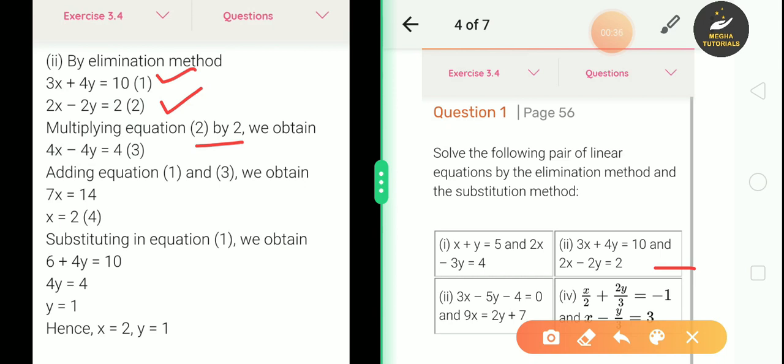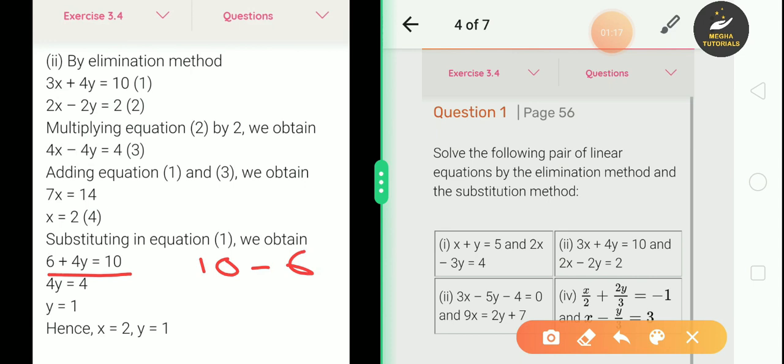Now in equations 1 and 3, the signs of 4y are different, that is plus and minus. So we will add these equations, adding equation 1 and 3. After adding, 4y cancels, and 3x plus 4x is 7x, and 10 plus 4 is equal to 14. So 7x is equal to 14, then x is equal to 14 upon 7, that is x is equal to 2. Put this value in equation 1. So x is equal to 2, so 3 into 2 is 6. So 6 plus 4y is equal to 10.